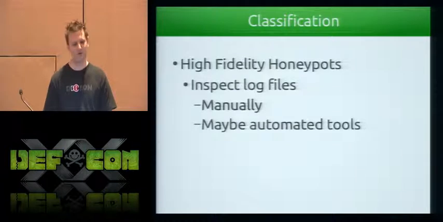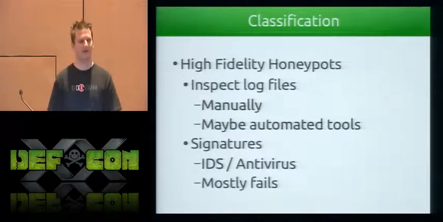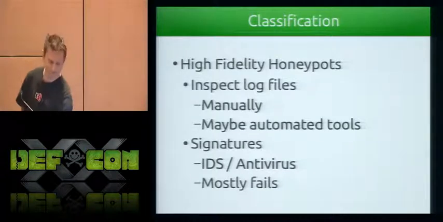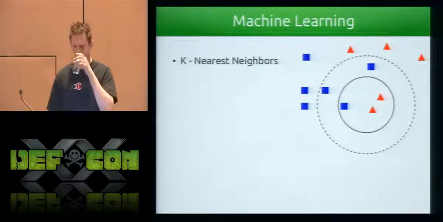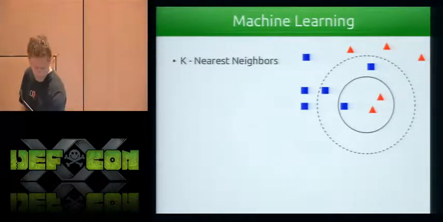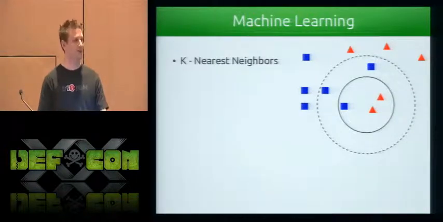Sometimes there are automated tools, but not any general purpose automated tools. And signatures like IDS or antivirus things mostly fail for the reasons that I talked about before. So we don't want to do that. We want automated learning, or automated detection, machine learning. So what we do is we use the k nearest neighbors machine learning algorithm to do this.